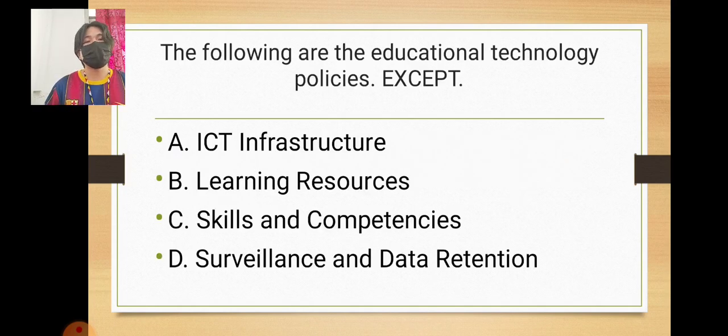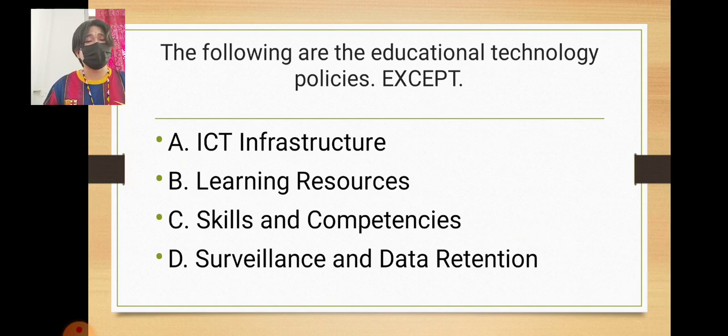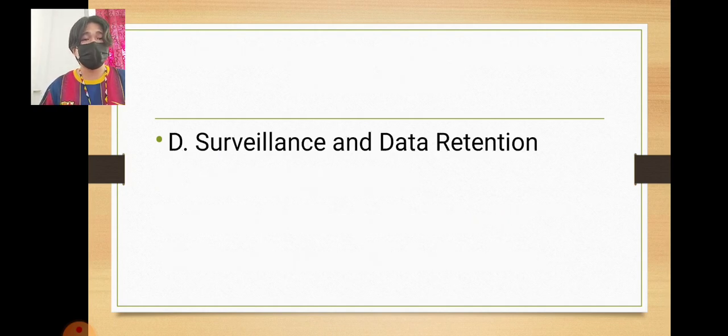And aside from that, the following are the educational technology policies except. Which among the following here is not one of the policies? That is surveillance and data retention. In short, the ICT infrastructure, learning resources, and skills and competencies are examples of the policies.